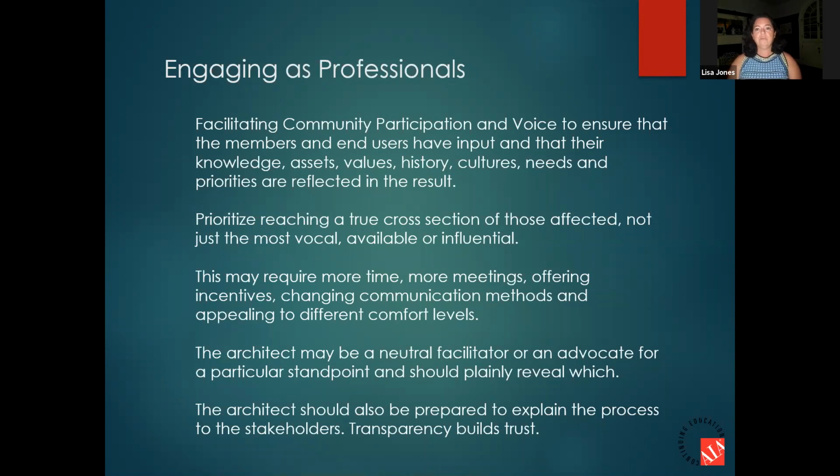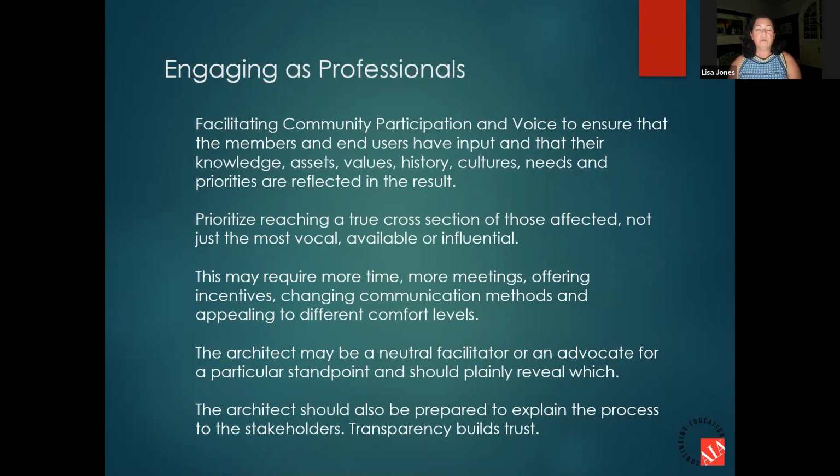So it's important for us as professionals to understand who our audience is and to make the subject matter available to them, whether it's in written communication, whether it's a graphic communication, whether it's small group conversations, or whether it's a town hall type of presentation. It's important to make sure that a true cross-section is being represented in the community that you're talking to.